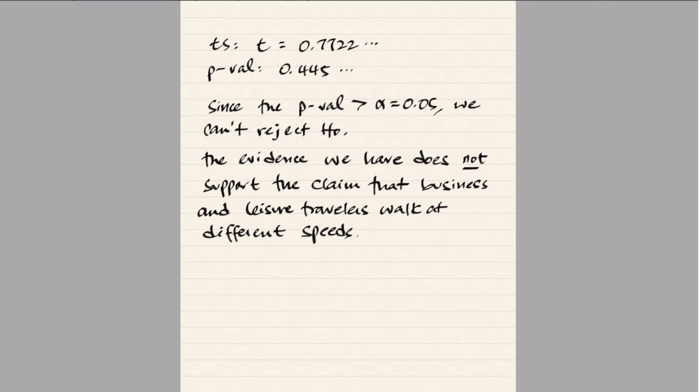So like I said, p-value is greater than alpha, and so we can't reject the null. And on a practical level, what does that mean? Well, it means that the evidence we have does not support the claim that business and leisure travelers walk at different speeds. Remember, we never accept the null hypothesis, but we can fail to reject it. Anyway, let's run this as a confidence interval and see. Now notice, alpha is 0.05, so if you wanted to test this using a confidence interval, you'd be using a 95% confidence interval, 1 minus 0.05. Let's run that.